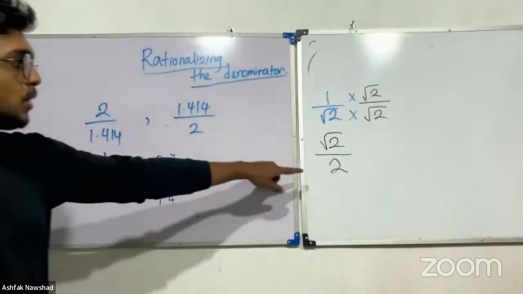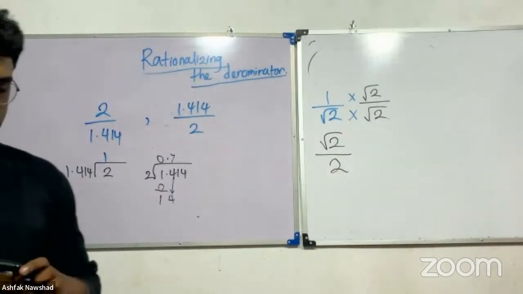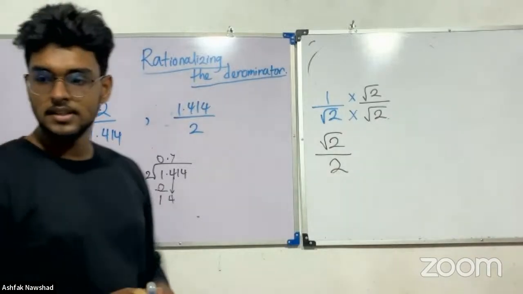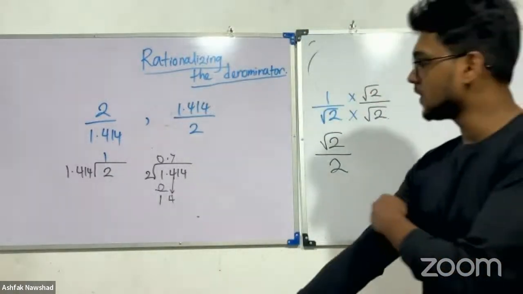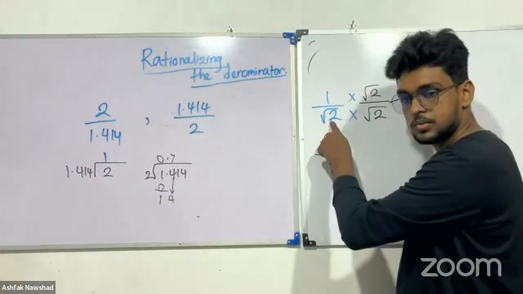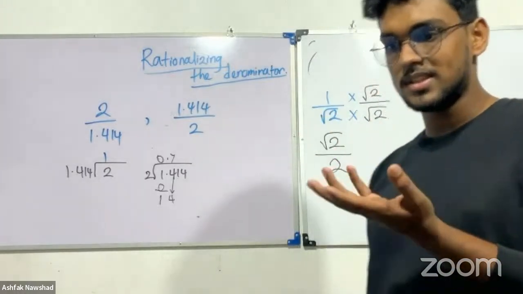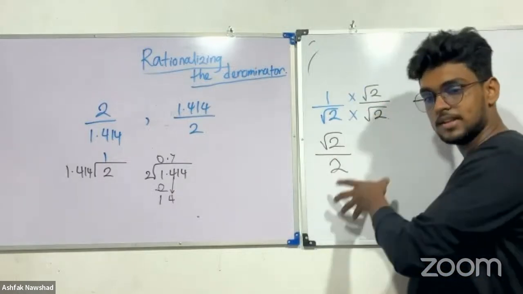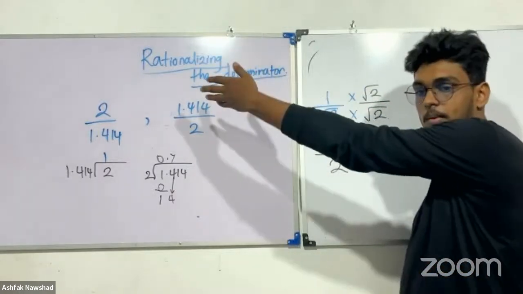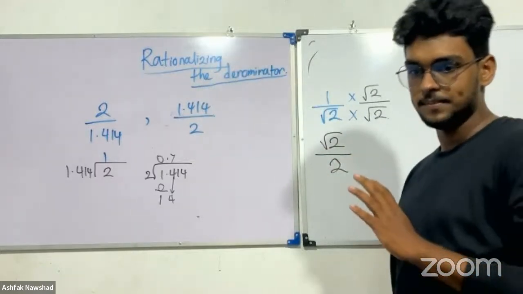Now, is the denominator rational or irrational? Now it is rational. The denominator was once irrational, so we made it rational with just a multiplication, right? So, is this clear? This is the final topic, rationalizing the denominator. Is this clear?